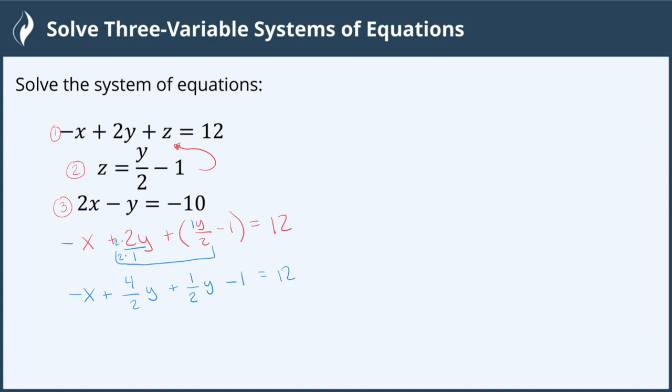We have 4 halves y plus 1 half y. Now that they have a common denominator, I can add those together, giving me 5 halves y. So this is going to be written as negative x plus 5 halves y. And we have this negative 1, which really should be with the 12 on the right side to combine like terms, so I'm going to add the 1 to both sides. That gives me negative x plus 5 halves y equals 13.